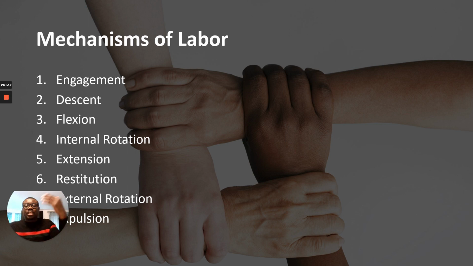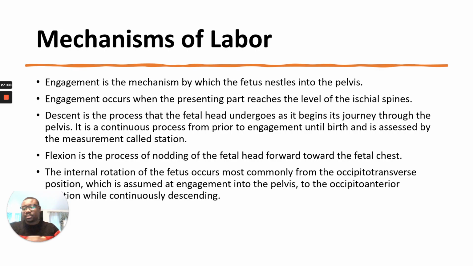And then the last part is what? Expulsion. Once they have already turned, they've gone clockwise, a 360-degree turn, which is the rotation, then they will be expelled from the uterus. So there are 8 phases of delivery. You have engagement, descent, flexion, internal rotation, extension, restitution, external rotation, then you have expulsion. All of these occur before we can experience normal delivery.